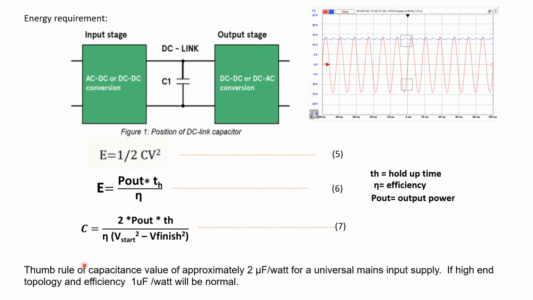But a rule of thumb is that the capacitance value is approximately 2 microfarad per watt for a universal mains input supply. If you are designing a very high-end topology and efficiency is also very high, then 1 microfarad per watt will be normal. If your calculation comes out wrong against the thumb rule, it means you are doing something wrong. It will be somewhere between 1 microfarad and 2 microfarad per watt.